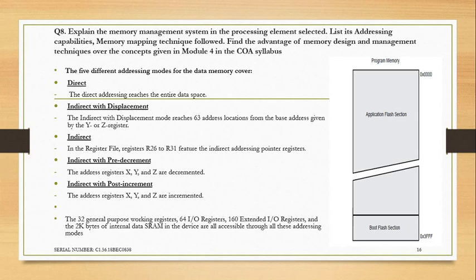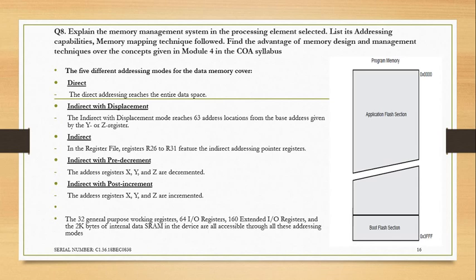Memory management system in the processing element and compare it with the module 4 in the COS syllabus. The right diagram shows the memory map present in the AVR architecture. There are 5 different addressing modes for data memory. Direct addressing mode reaches the entire data space.